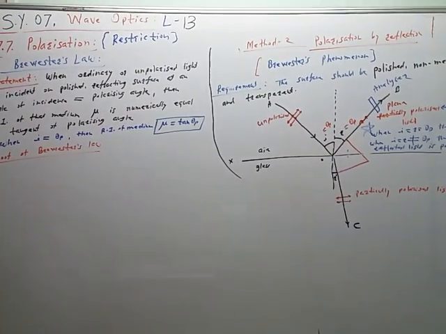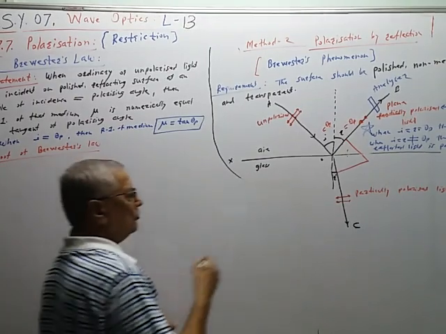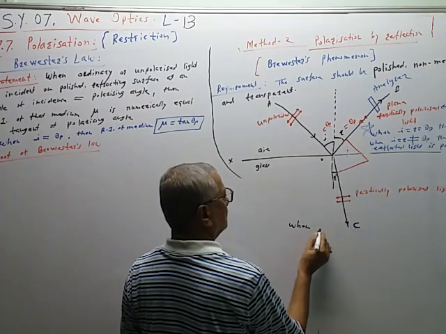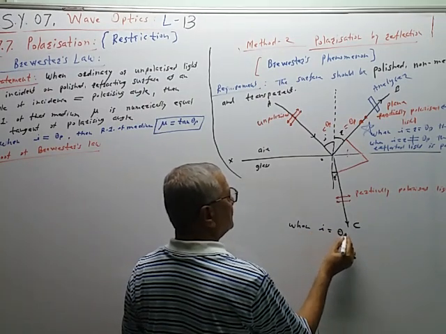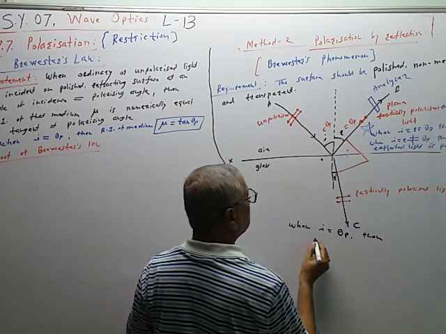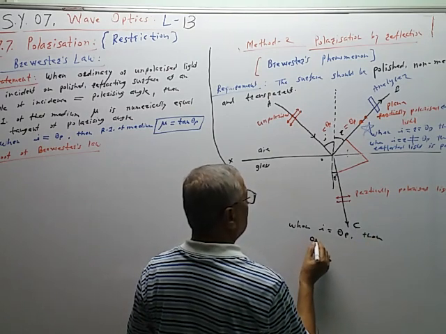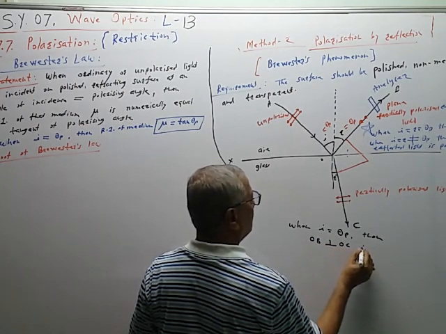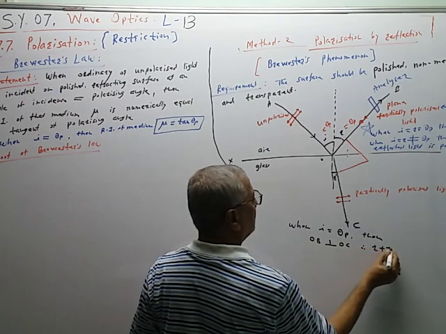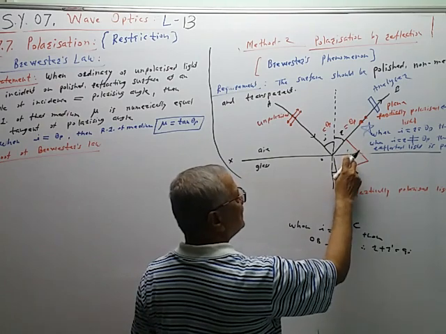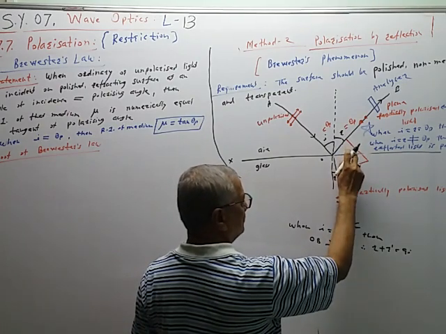So just now we have seen the Brewster's phenomena. What is this phenomena? When angle of incidence I is equal to theta p, then OB is perpendicular to OC, therefore R plus R dash is equal to 90 degree. So in our figure this angle is not 90 degree, so figure is wrong.